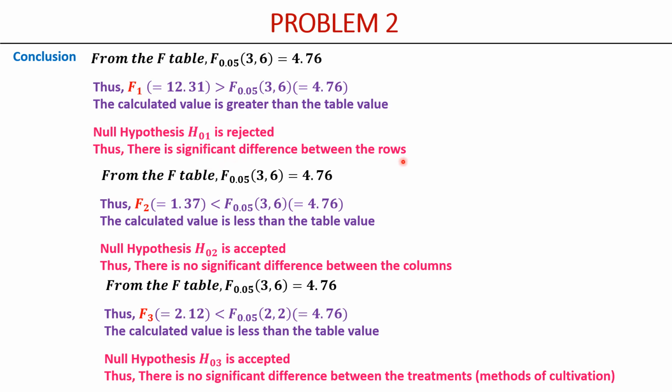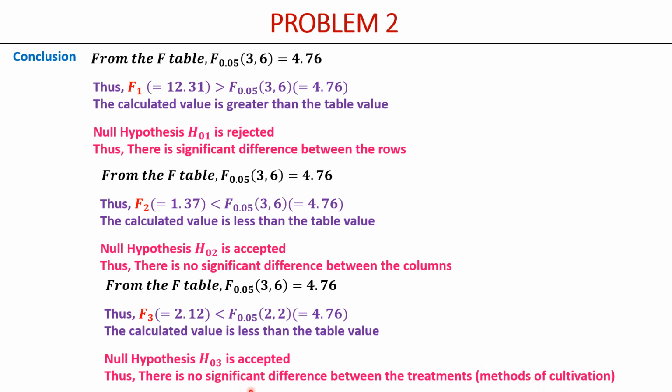So there is significant difference between the rows. Second value is less than the table value, so I accept H naught, saying there's no significant difference between the columns. The third value, which is 2.12, is less than 4.76. That's the table value. So I accept H naught and I say there is no difference between the treatments, which is the methods of cultivation.